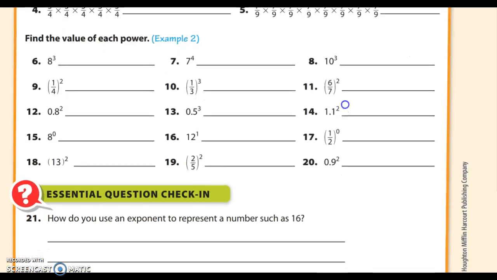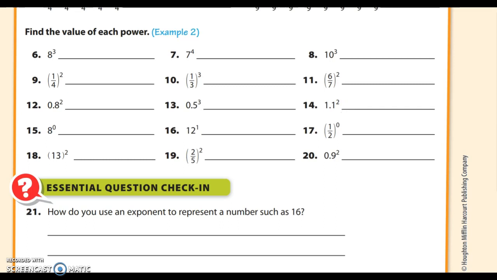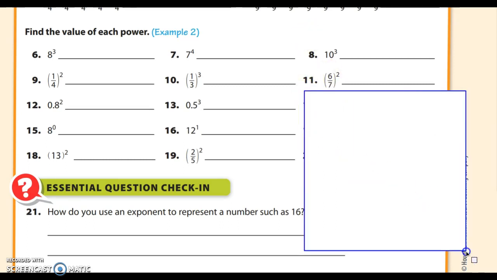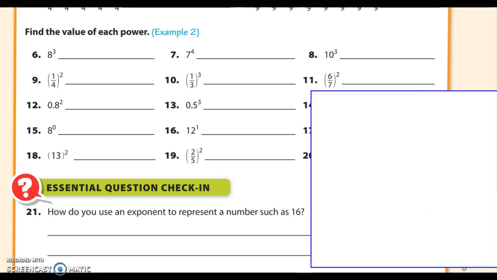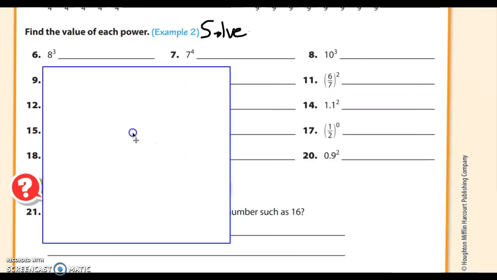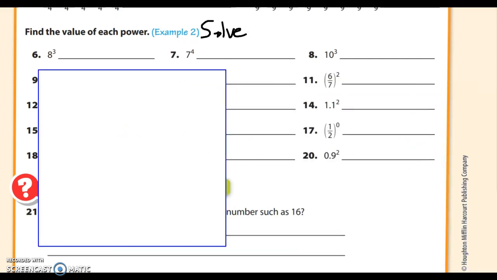Now we get to solve these. Probably get a little whiteboard here. When it says find the value of each power, that means to solve. Some of these are going to be simple. Some will be harder. Number 6, I'll probably just move my whiteboard around. Number 6 means 8 times 8 is 64 times 8 again. So I'm going to do this mentally. Actually, I'm not going to do this mentally.